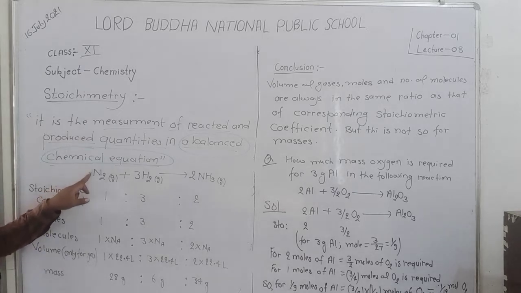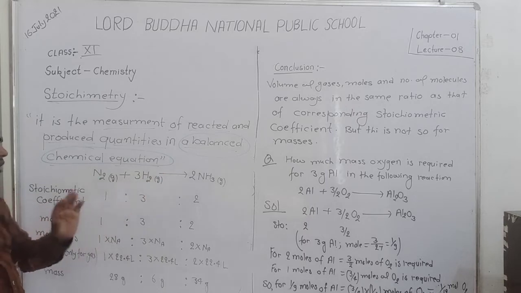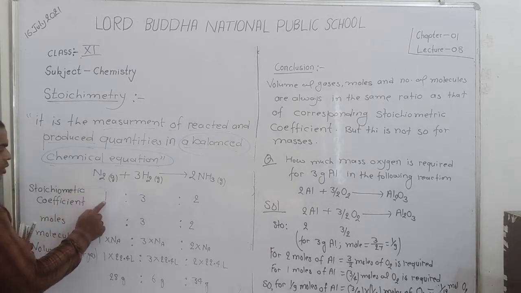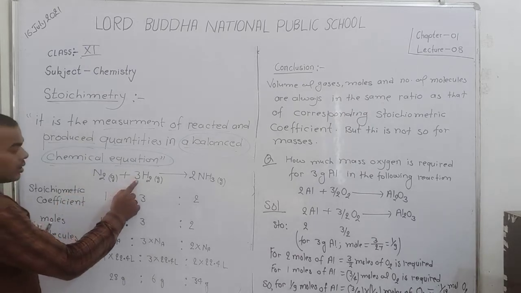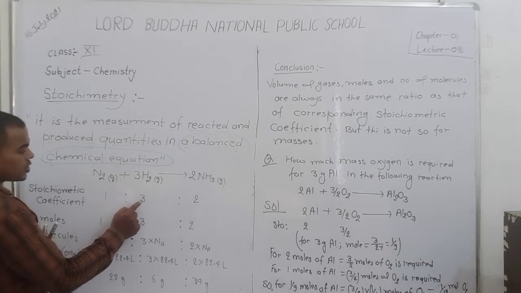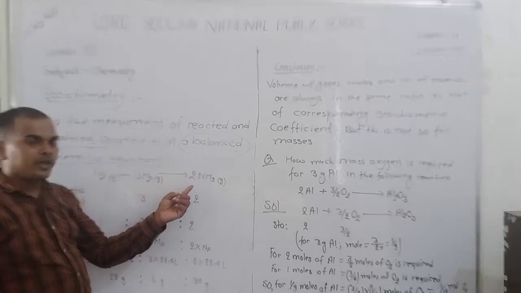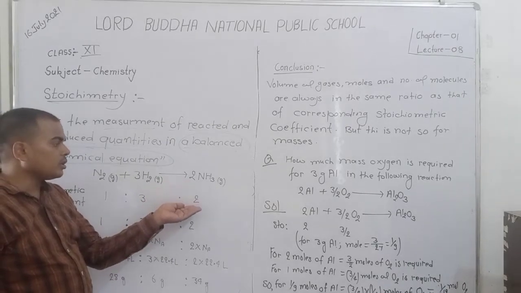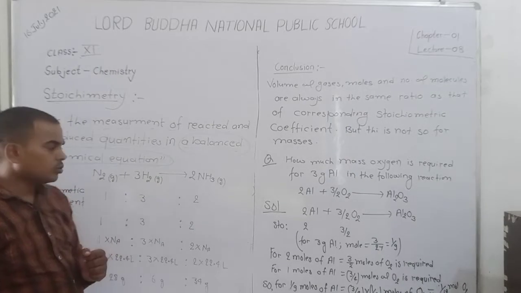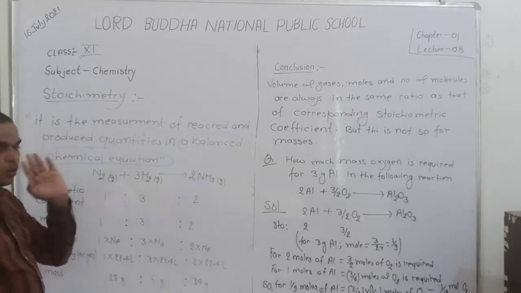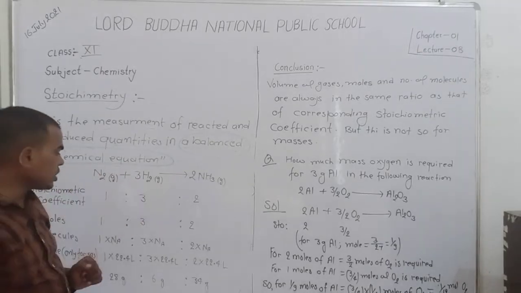Here the numbers represented are known as stoichiometric coefficients. Here the number 1, so the stoichiometric coefficient is 1. Here 3, so the stoichiometric coefficient is 3. Here 2 is written, so the stoichiometric coefficient is 2. The ratio is 1:3:2 for this equation.